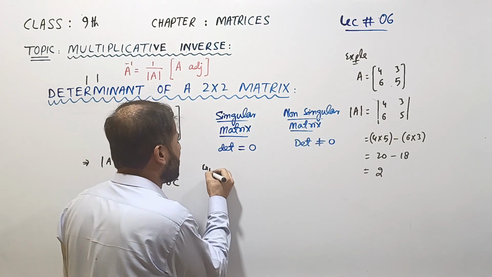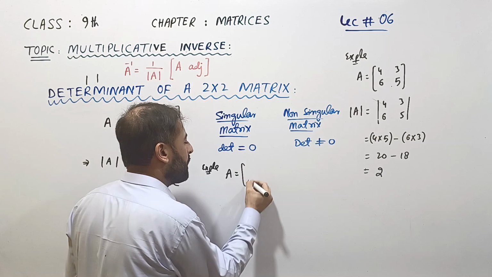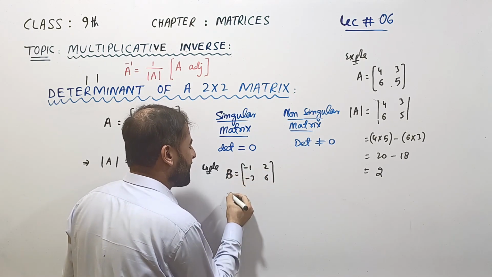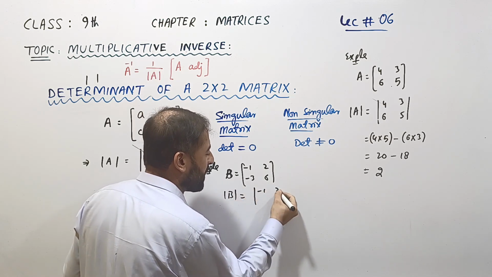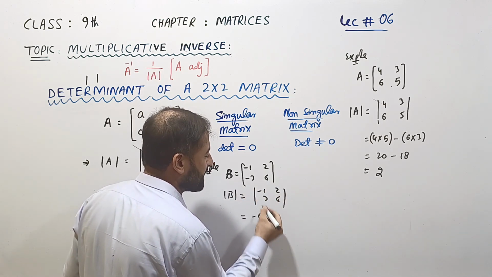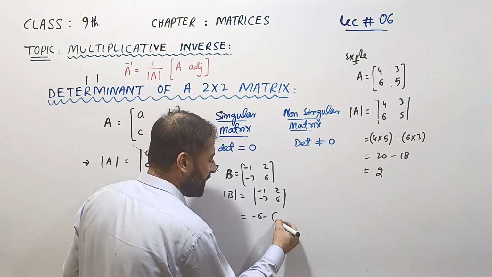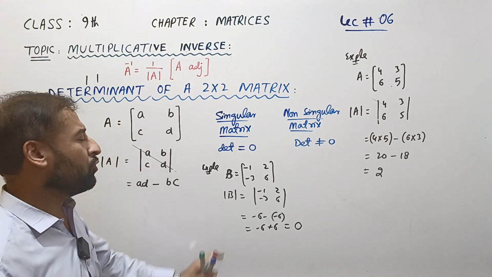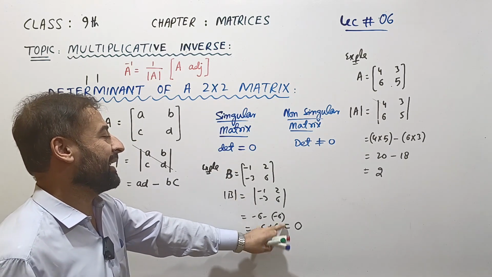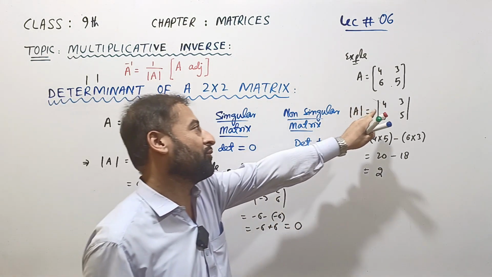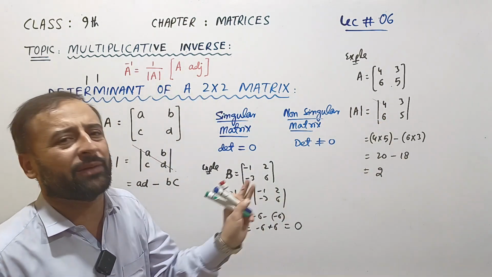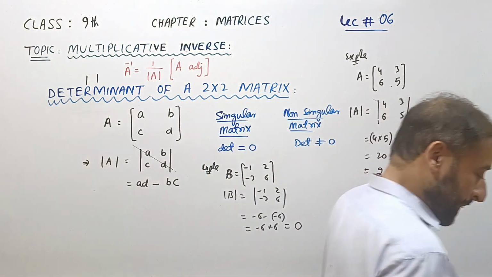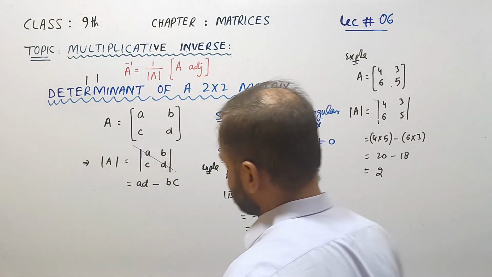And for example, if I give you this matrix, let's say minus 1, 2, minus 3, 6. Let's call it matrix B. Then determinant of B: multiply these two, minus 6, minus, multiply these two, minus 6 plus 6 is equal to 0. That's it. So B is a singular matrix because its determinant is 0. And A is a non-singular matrix because its determinant, whatever it is, has to be non-zero for a non-singular matrix. Right, students? I think you got the main idea.